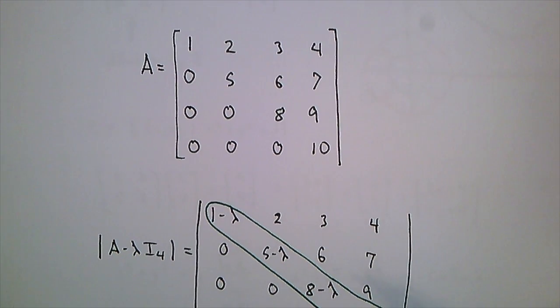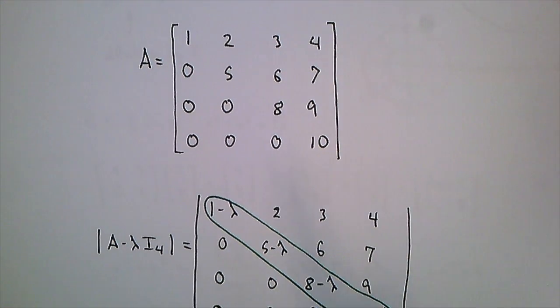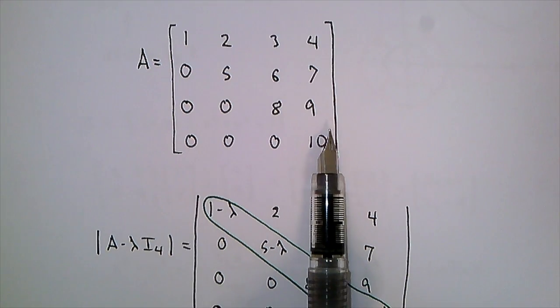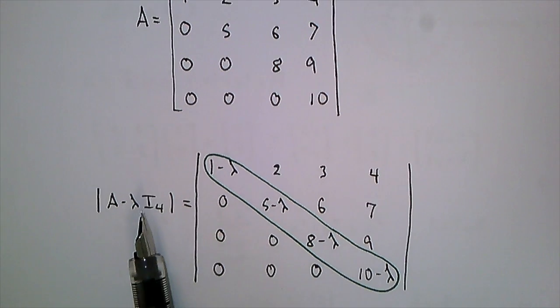We won't go through a formal proof, just an example. If I was wanting to find the eigenvalues for this matrix, I would need to set up this determinant of A minus lambda I4.